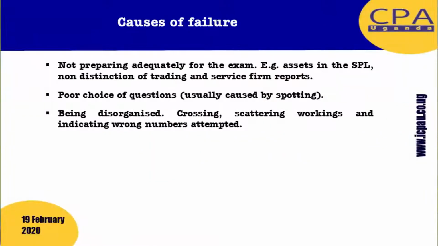Three, being disorganized. You cross, you scatter workings, you indicate wrong numbers attempted. Do not annoy the person who is supposed to give you marks. I repeat, do not annoy the person who is supposed to give you marks. How? If I have to look for the number that you have done, you're already affecting someone's mood.